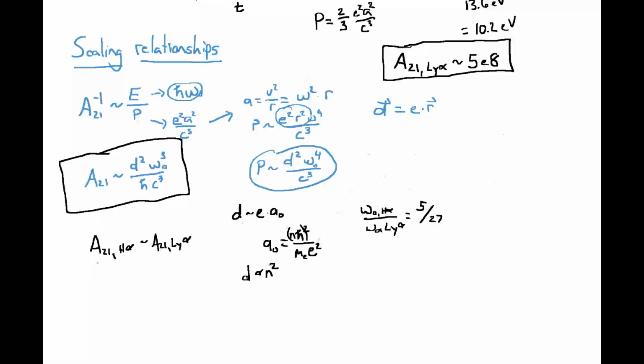So overall, we can say that our Einstein A for H alpha scales as the Einstein A of our Lyman alpha transition. And then it scales as d squared, so that's n to the fourth power. So we'll say that our transitions are characterized by the bottom energy state. So our energy state for the H alpha line ends on 2. So we'll say it's the n equals 2 state over the n equals 1 state to the fourth power. And then it also scales as omega cubed. And we said the ratio of omegas is 5/27 cubed. And so you work that out and you end up with something that's really close to 5 times 10 to the 7 inverse seconds.